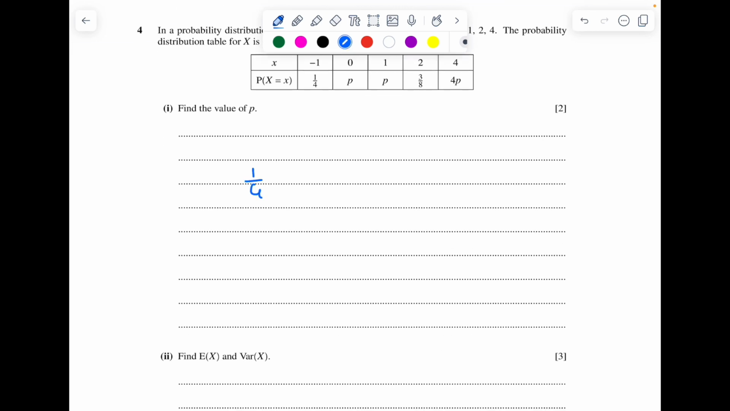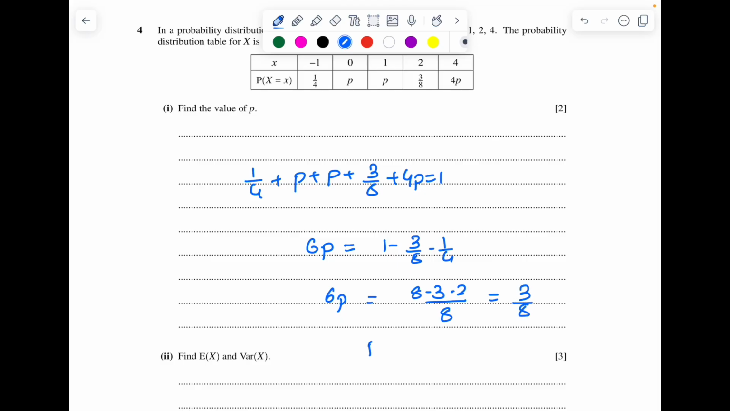We know that the sum of all probabilities equals 1. So 1 by 4 plus p plus 1 by 16 plus 3 by 8 plus 4p equals 1. So what do I get from there? 6p equals 1 minus 3 upon 8 minus 1 upon 4. So 6p equals, common denominator is 8, 8 minus 3 minus 2, which is 5 minus 2, 3 upon 8. So p equals 3 upon 8 times 6, which is nothing but 3 upon 48, 1 upon 16.